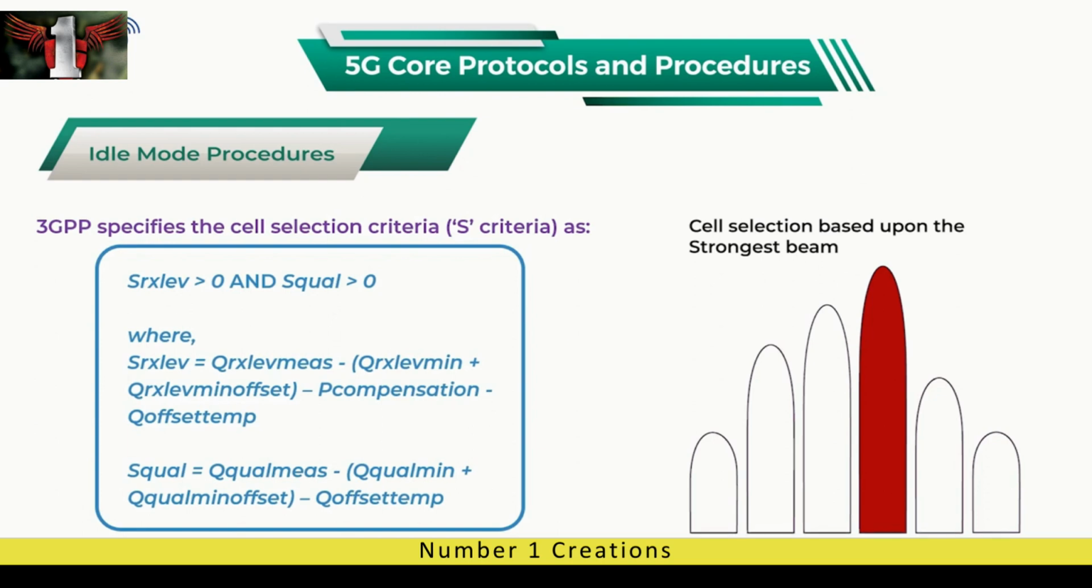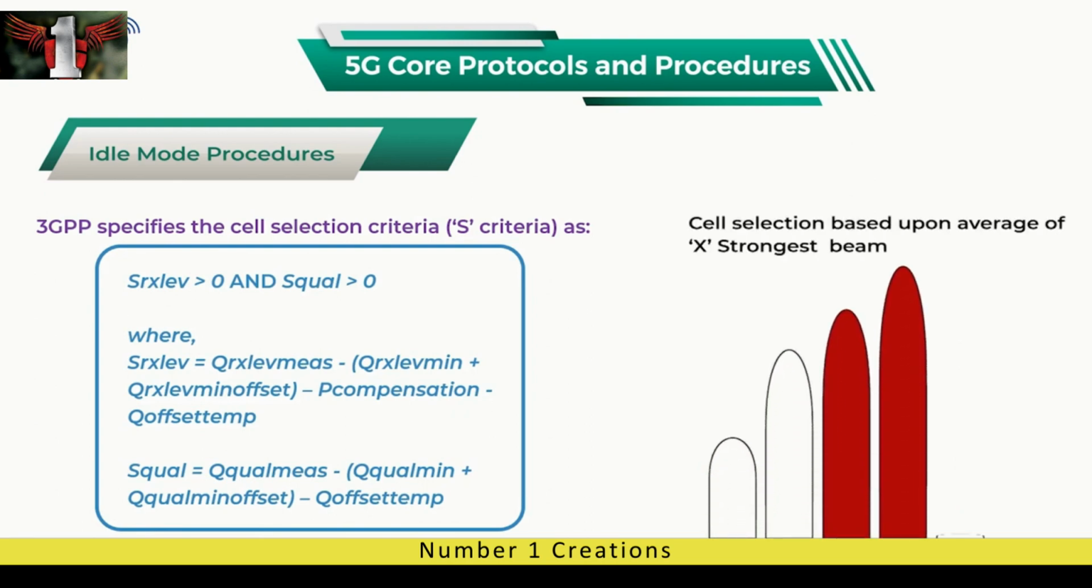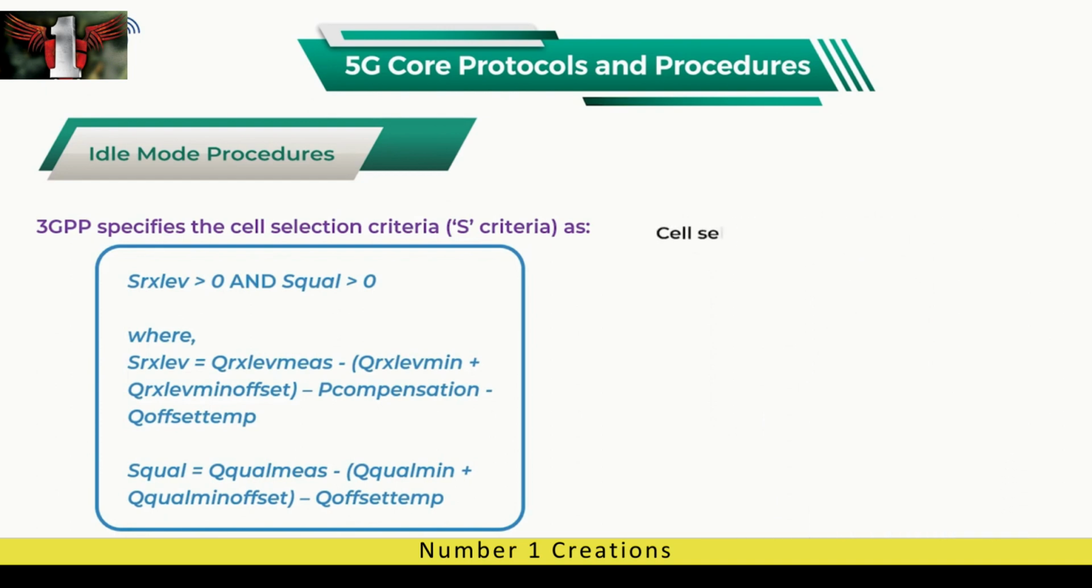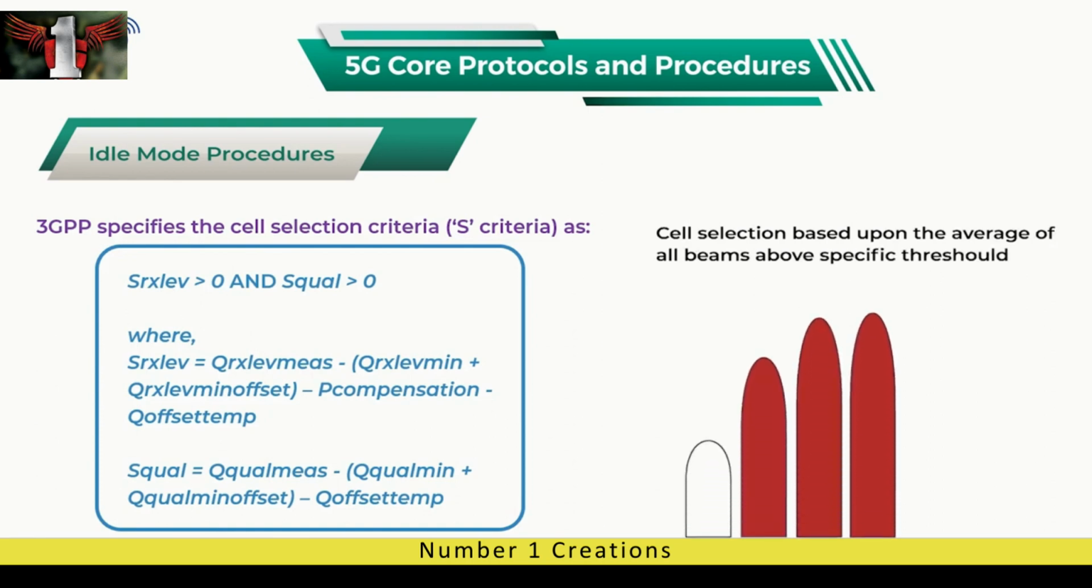The first example assumes that the cell level measurement is based upon only the strongest beam. In this case, cell selection is effectively completed using beam level measurements rather than cell level measurements. The second example assumes that the cell level measurement is derived from the X strongest beams, whereas the third example assumes that the cell level measurement is derived from all beams which exceed a specific threshold.